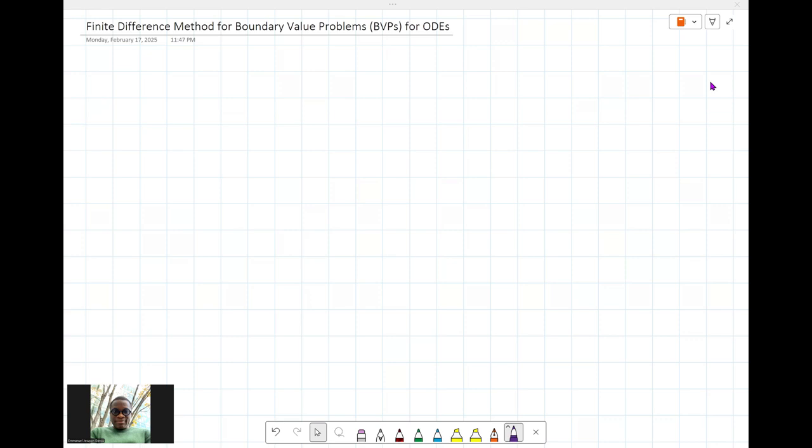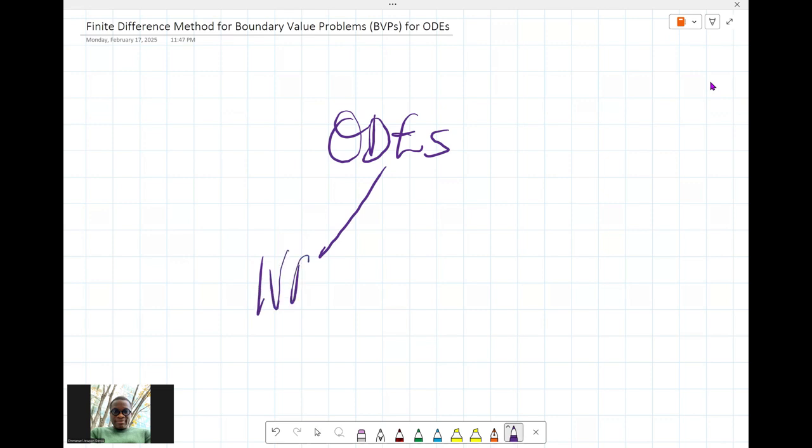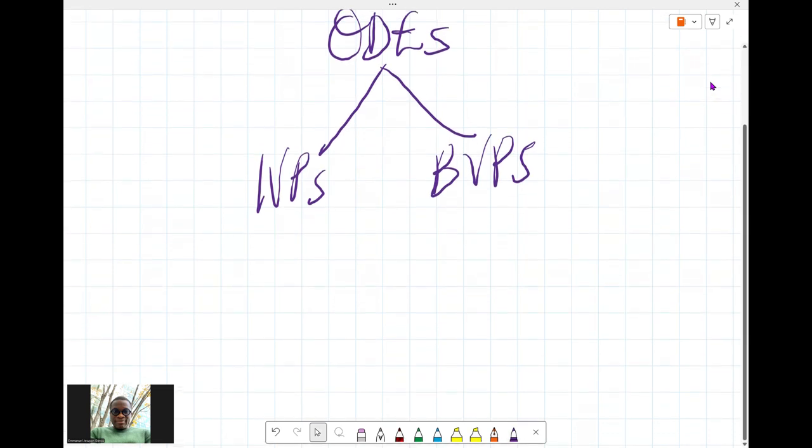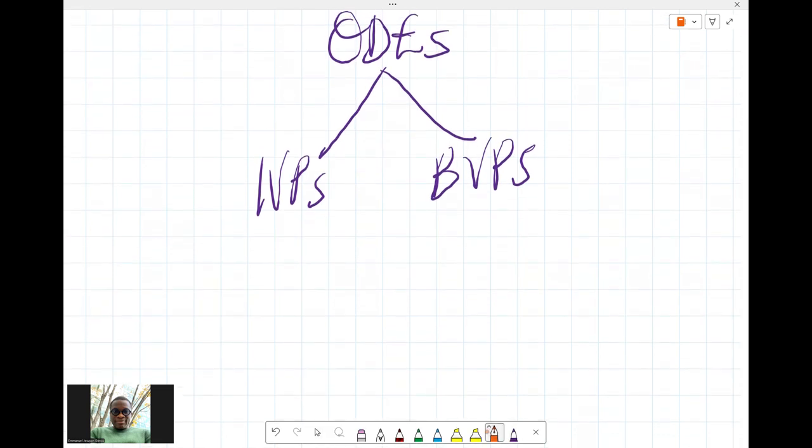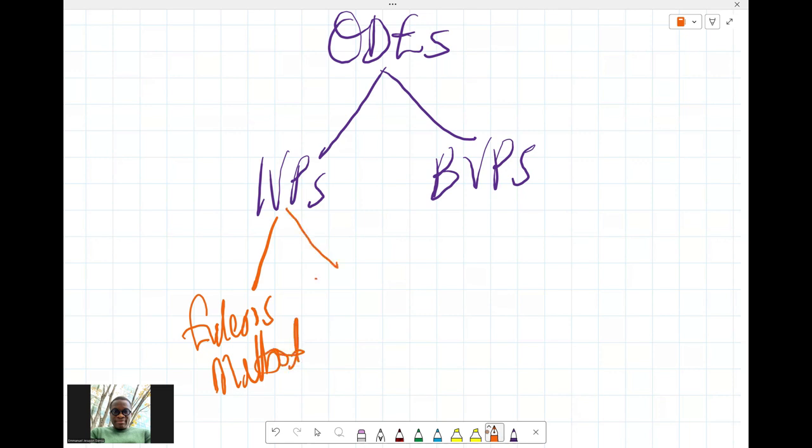In this video, we are looking at the finite difference method for boundary value problems for ODEs. Generally, we know that ODEs can be divided into two types. We have the initial value problems and we have the boundary value problems. For solving them, we have many methods, but we have considered two so far. We consider Euler's method and the Runge-Kutta methods.